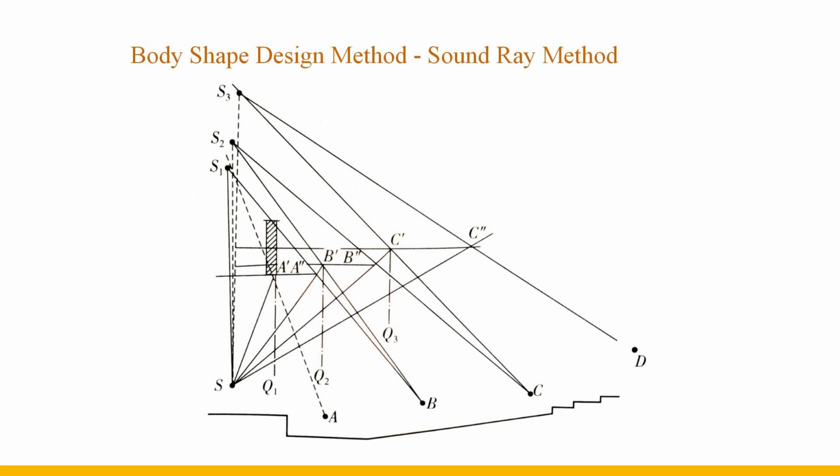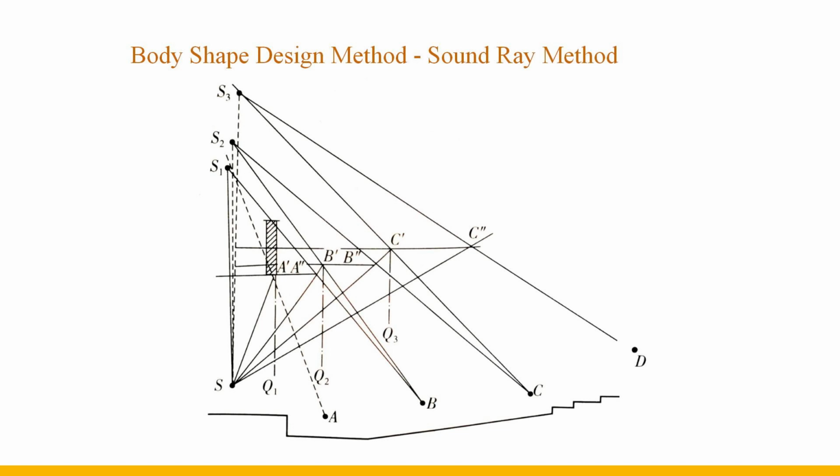The first step: connect SA' and A'A, draw the angle bisector A'Q1 of the included angle SA'A, and draw the perpendicular line of A'Q1 through point A'. The second step: taking this perpendicular as the axis, make the symmetrical point of the sound source S, that is, the virtual sound source S1 of S. The third step: connect S1B and let it intersect the perpendicular at point A''. The line segment A'A'' is the first section of the roof.